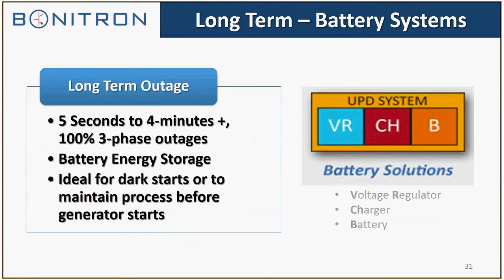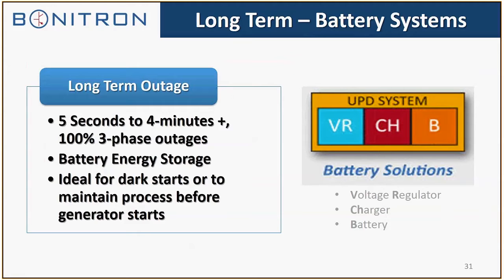Now we're going to move into long-term outages, full loss of the AC line for a long period of time. 5 seconds is where we do the cutoff of the UltraCaps, up to 4 minutes plus. As I said, we've quoted all number of different times. And this is 100% three-phase outages. That means the AC line's gone.